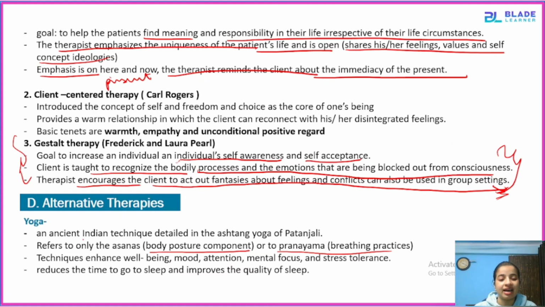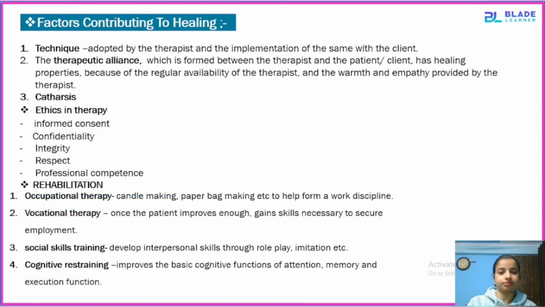So these techniques enhance well-being, good mood, attention, mental focus, stress tolerance, obviously, and reduce the time to go to sleep and improve the quality of sleep. The reason why it all happens is because we are able to concentrate. हमारे attention span जो है वो increase हो जाता है.